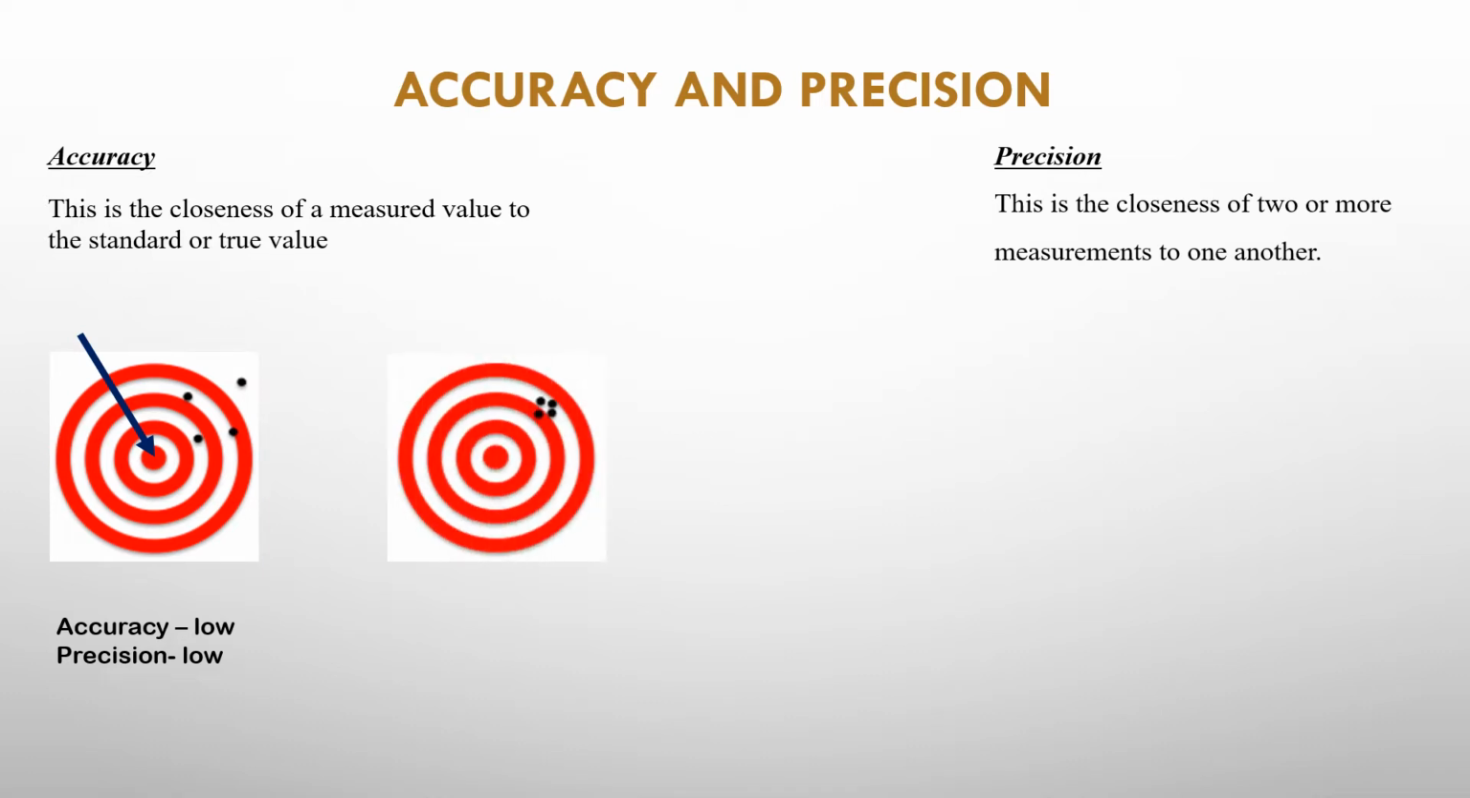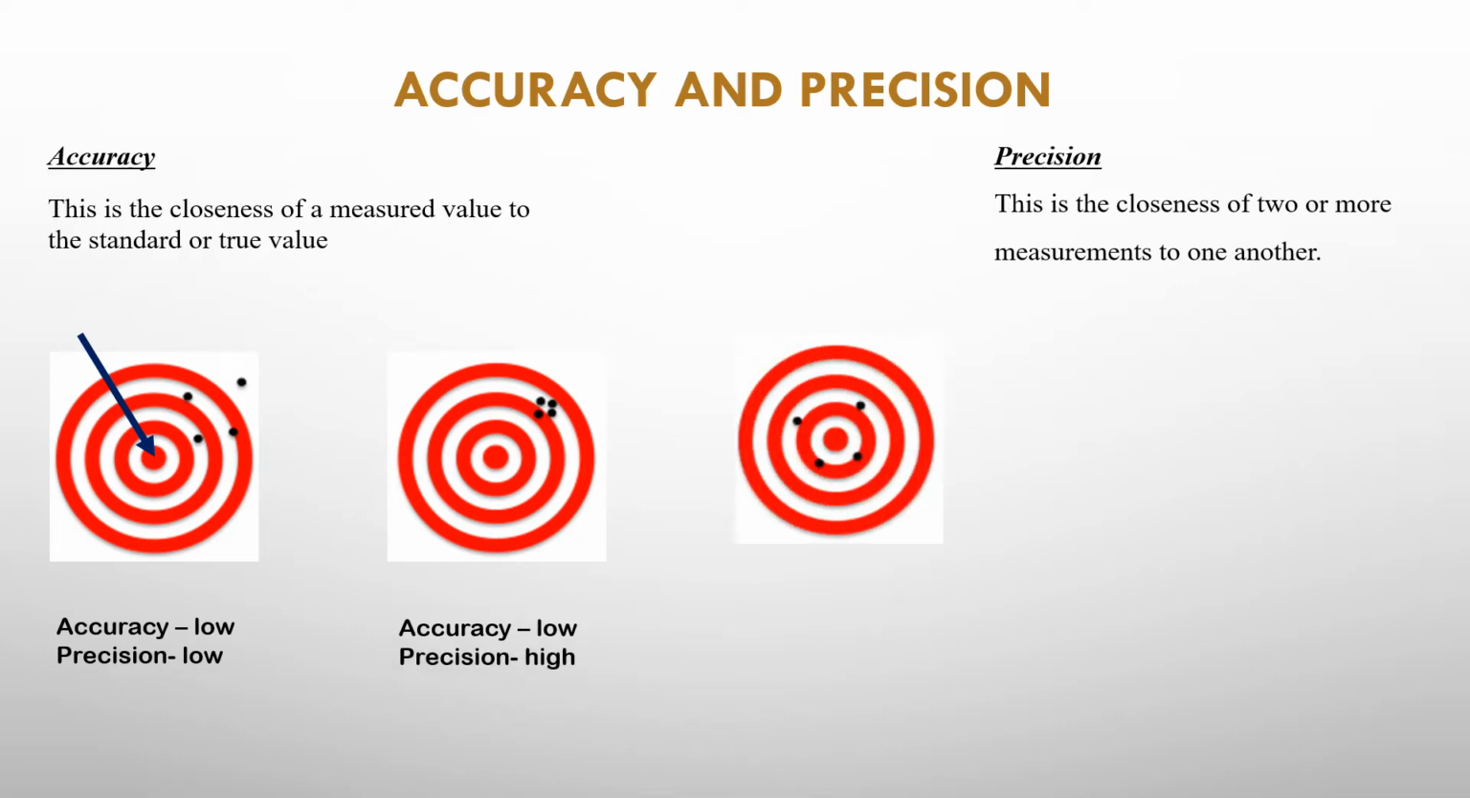In the second example, you can see that the four darts are still away from the bullseye. However, they are close to one another. So if they are far away from the true value, which is the bullseye, we say the accuracy is low. But because the four of them are close to each other, we say the precision is high.